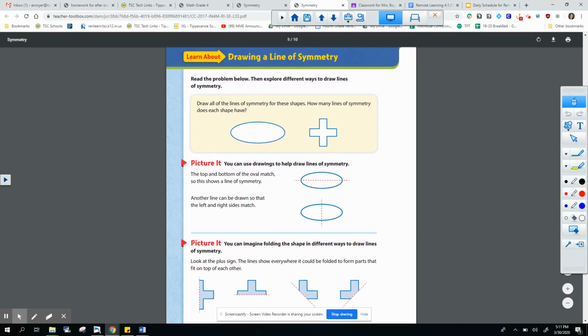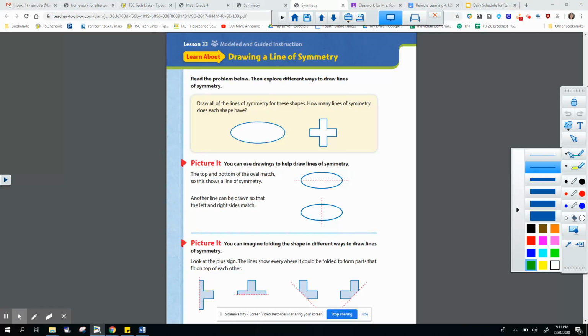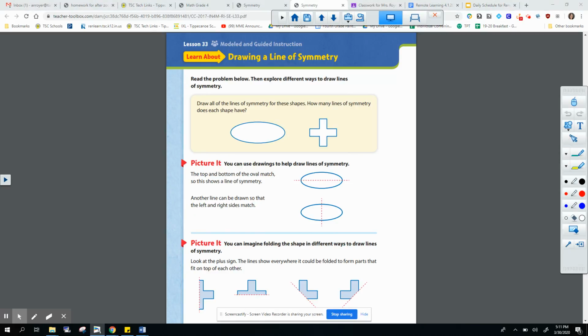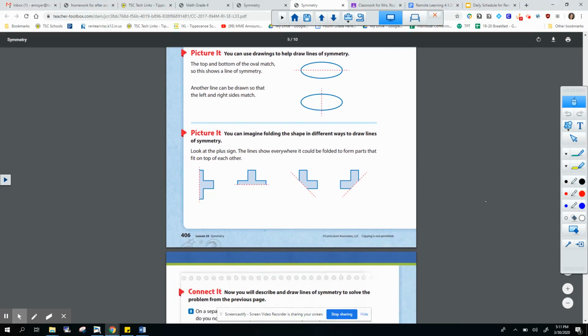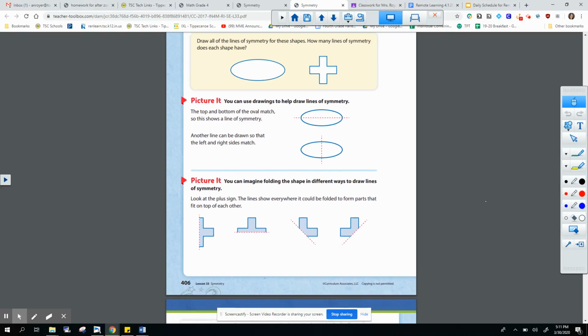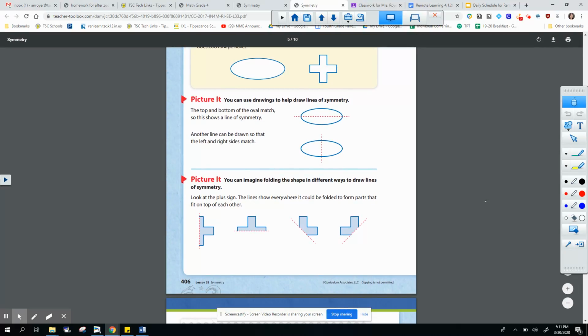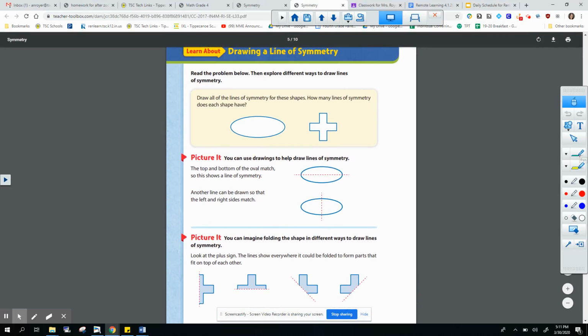Again, I want you just to follow along with me and write when I write and fill in on your papers. All right, so this says, read the problem below, then explore different ways to draw lines of symmetry. Draw all the lines of symmetry for these shapes. How many lines of symmetry does each shape have? And if you aren't sure, you could always go down and look, and they show you where those lines of symmetry are. But we're going to go ahead and draw those in.